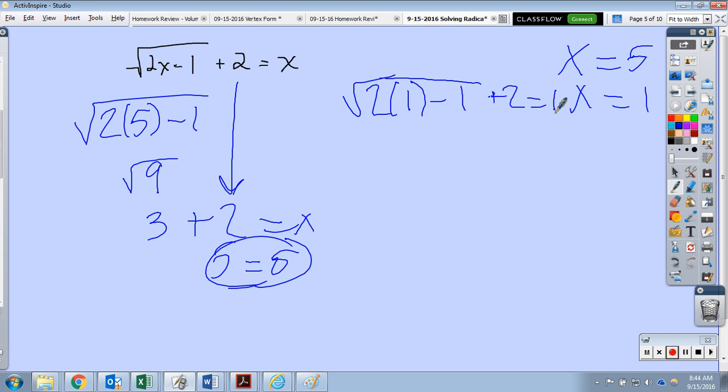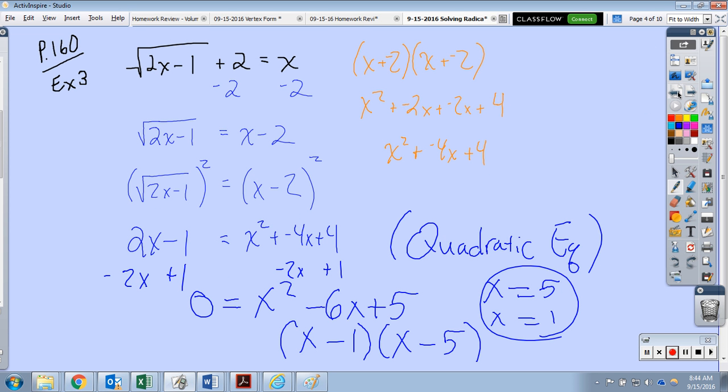Looks good to me. Now let's make sure it was 5 and 1. Let's go back real quick. 5 and positive 1, okay.